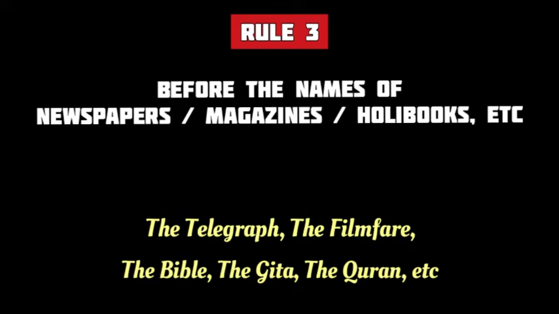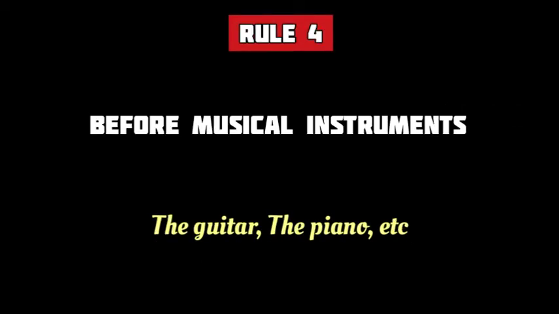Well then, the definite article "the" is also used before the names of newspapers, magazines and holy books. For example, the Telegraph, the Filmfare, the Bible, the Ramayana and so on. Then the definite article "the" also comes before the names of musical instruments. For example, the guitar, the piano, the flute and so on.